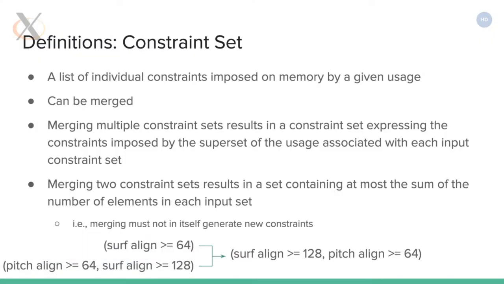And right here is a small example illustrating what a merge operation applied to a constraint set looks like. So you see there's a simple constraint set that only has one constraint, a surface alignment requirement. Then there's a second constraint set that has both pitch alignment and surface alignment requirements. When you merge those, you take constraints of the same type and merge them individually, producing one new constraint. And if there are constraints that exist only in one list, you just concatenate them to the new list. So you see the result there in the diagram.